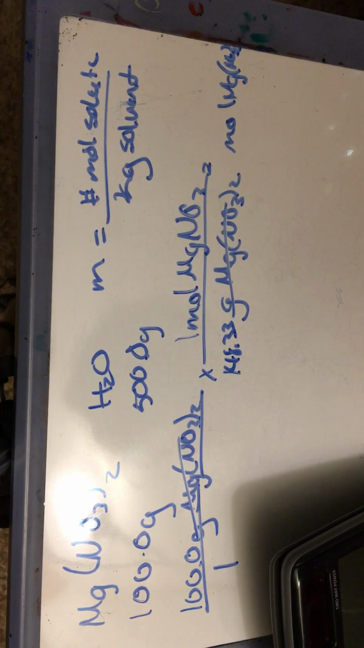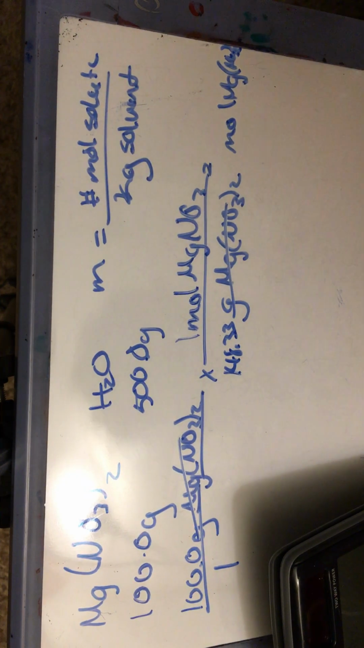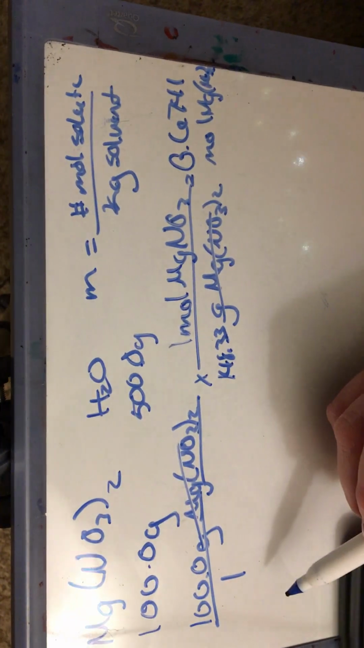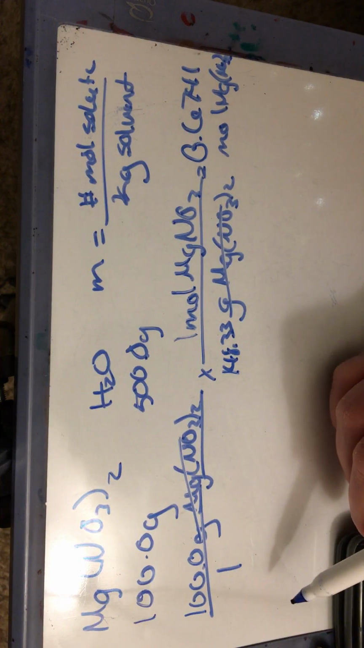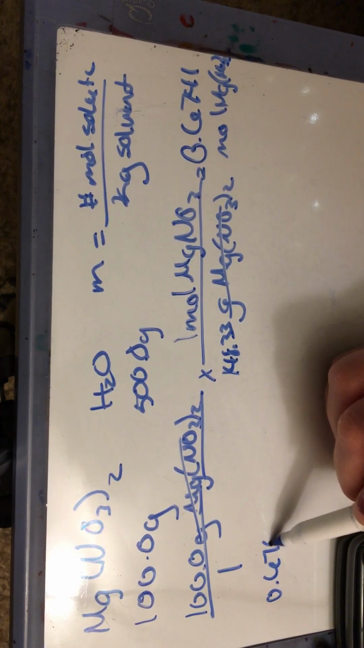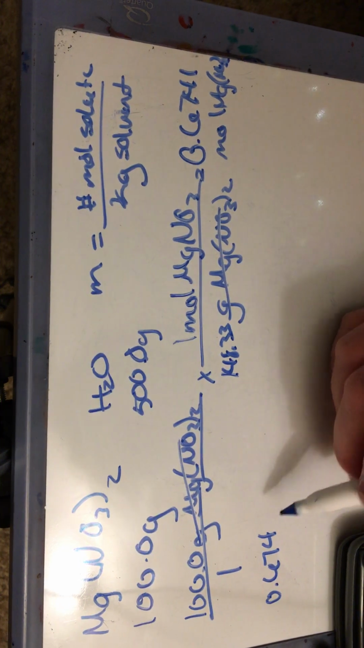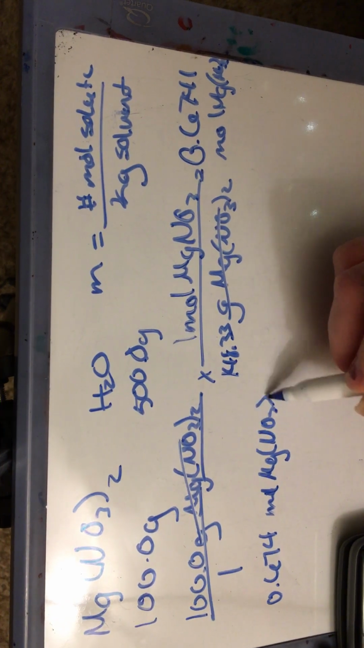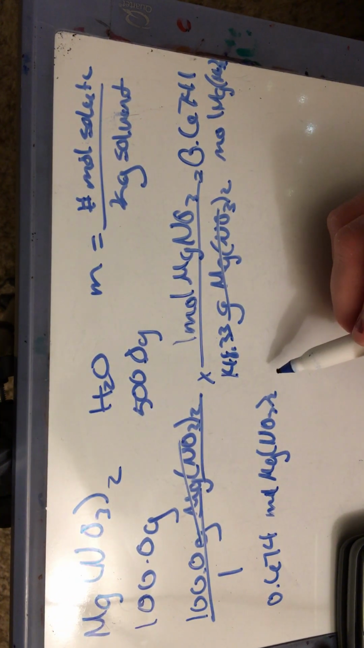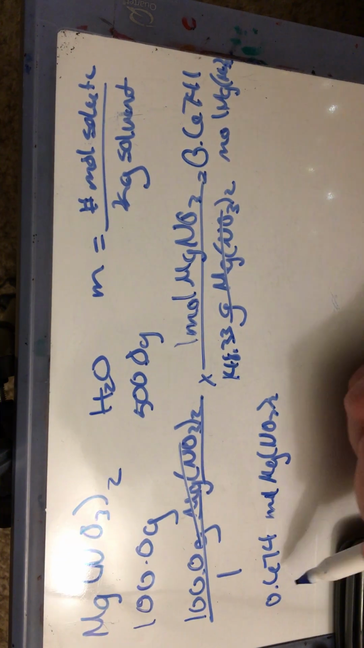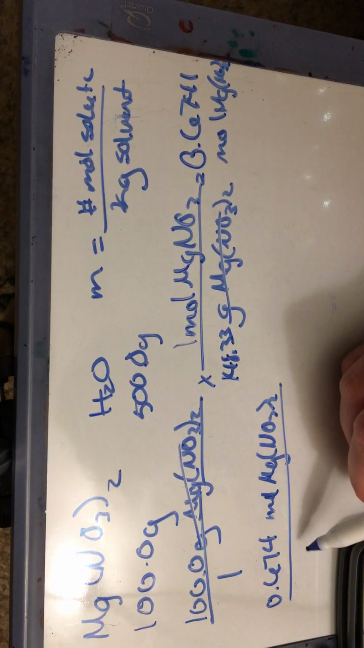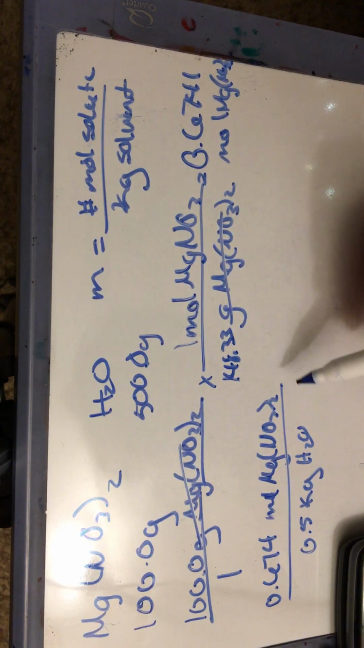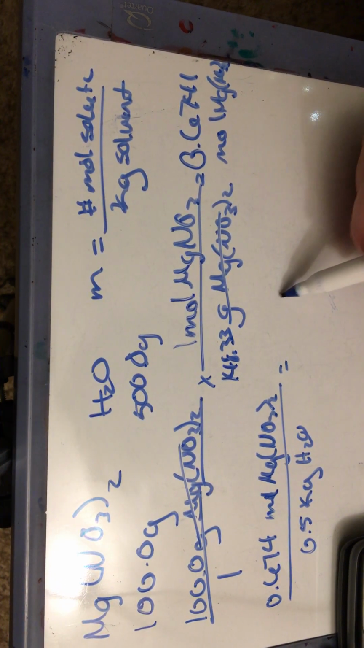So 100 divided by that number, and you're going to get 0.6741. So sig figs, which is 4, 0.674. That's probably what I'm going to go with. Mole magnesium over, and this is kilograms of water, and you just move that decimal over and you should get molarity of that.